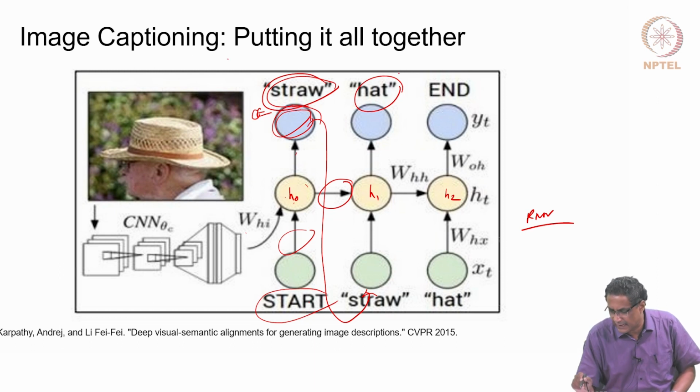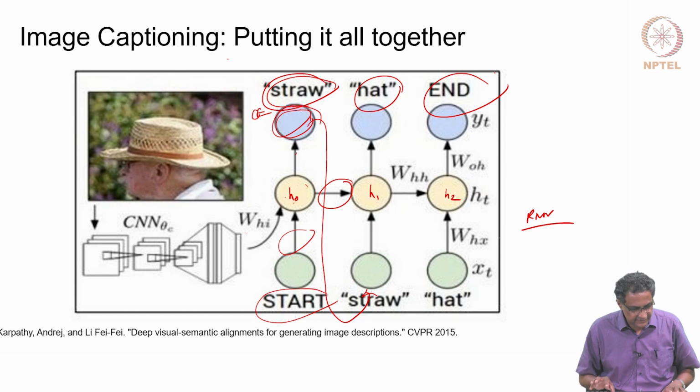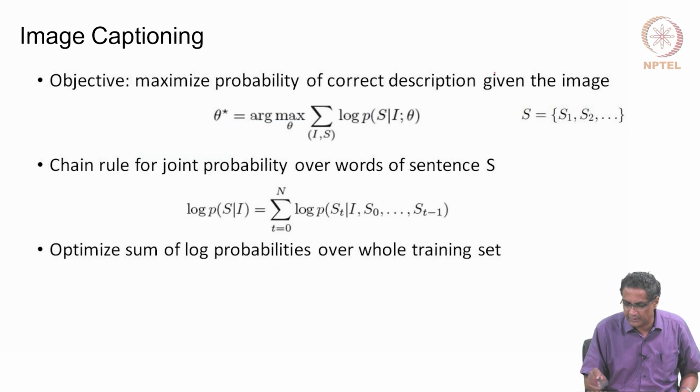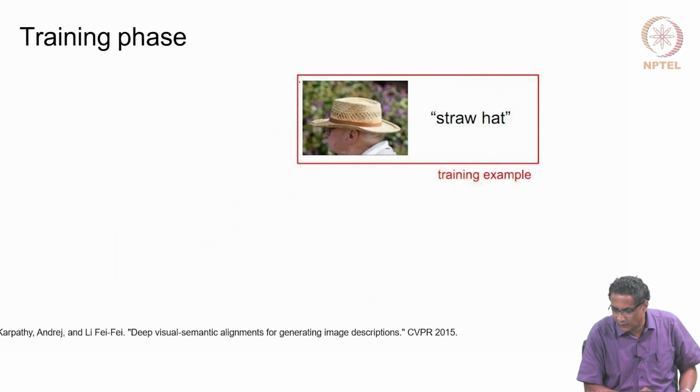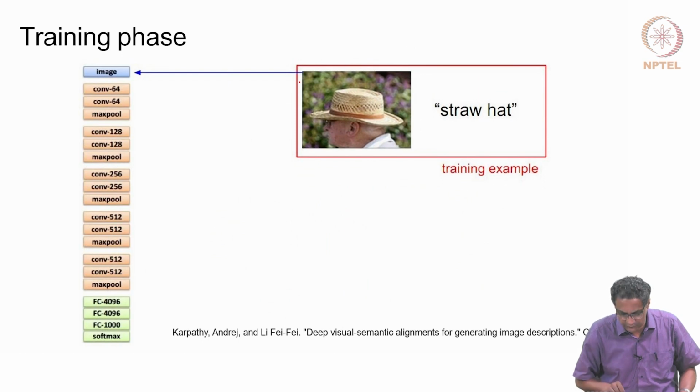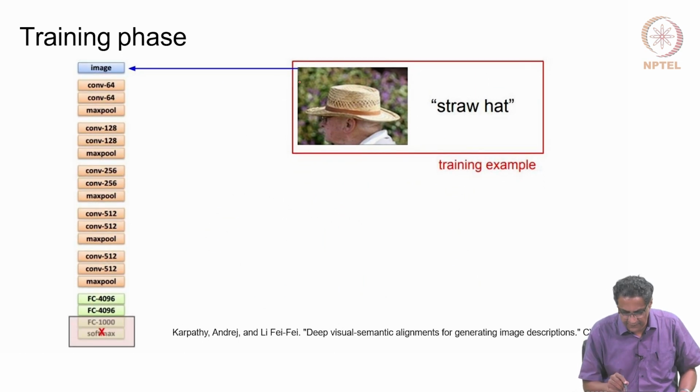Once straw and hat have come, you want it to end, so you put in an end token, and that's why the end token will come. So in a sense, this is what is going on, and this is exactly an implementation of trying to maximize the probability of a certain word, given that a certain number of words have already occurred.